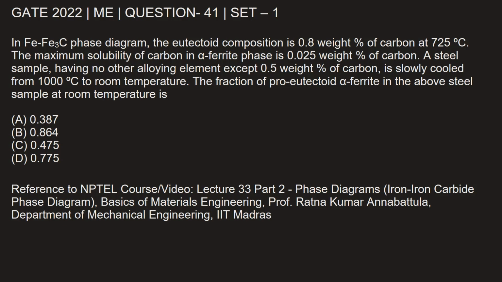A steel sample having no other alloying element except 0.5 weight% of carbon is slowly cooled down from 1000 degrees Celsius to room temperature. The fraction of pro-eutectoid alpha ferrite in the above steel sample at room temperature is dash.